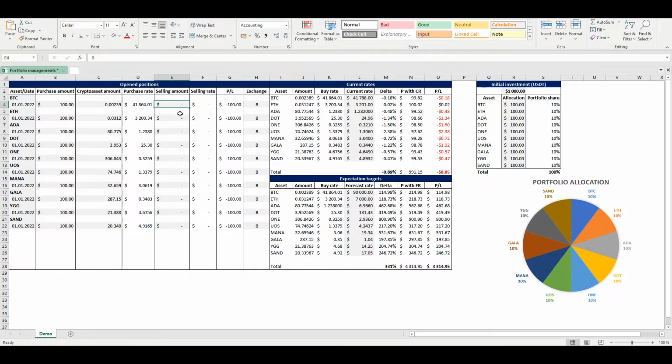Then you would need to type in the selling amount when you close your position. Let's say we close it for 175. It will automatically calculate the selling rate and show the profit and loss. The final part is exchange. That is normally the note where you hold your assets. So that might be Binance, MetaMask, Coinbase, or any other. So once you've typed everything in, you would need to monitor your performance. In this case, you simply type in the current rates, because the amount and the buy rates are linked over here.